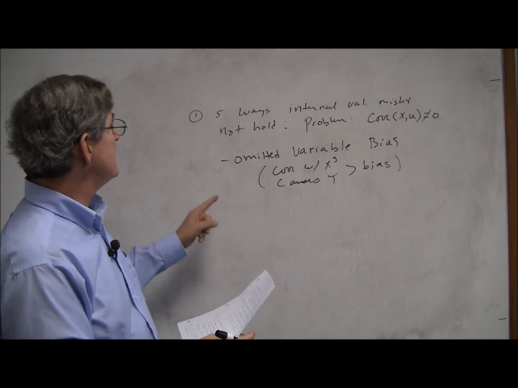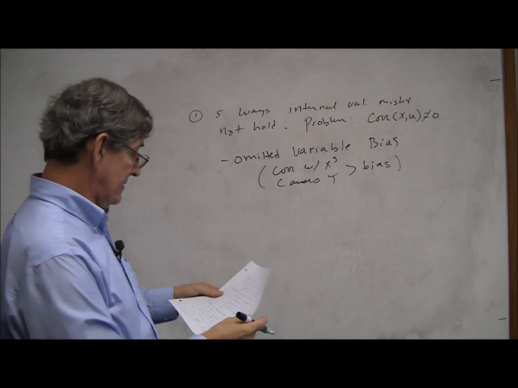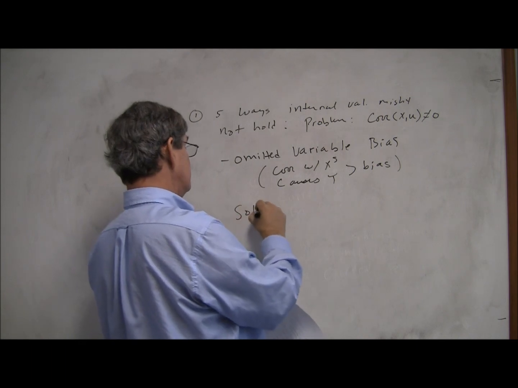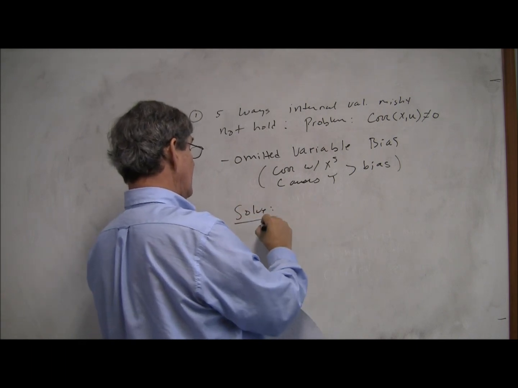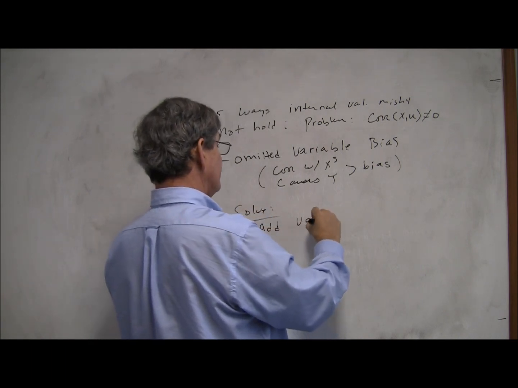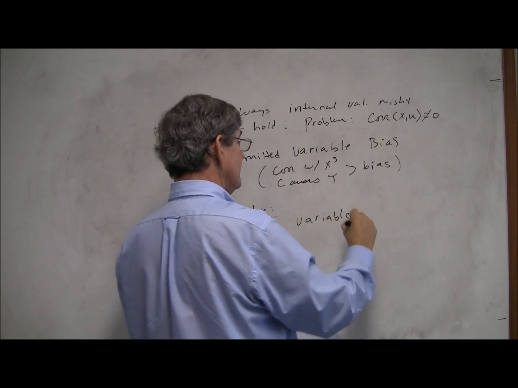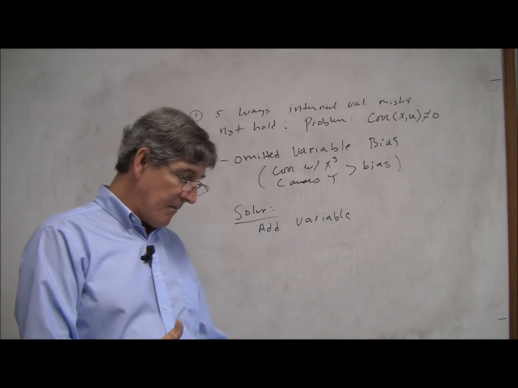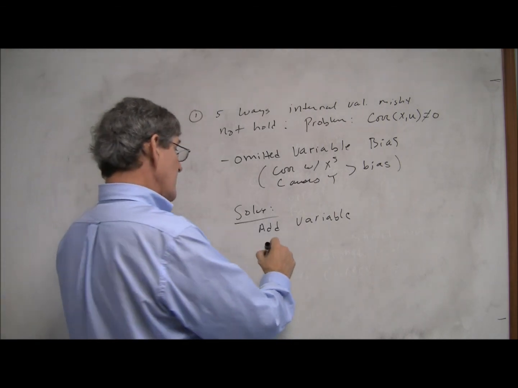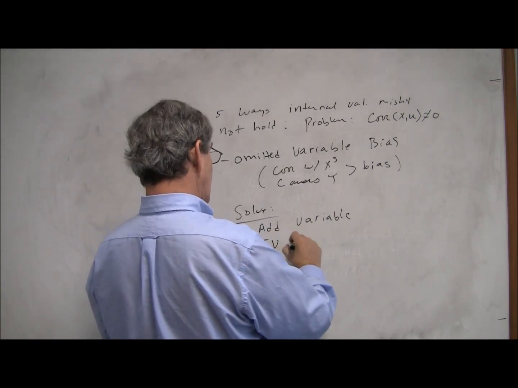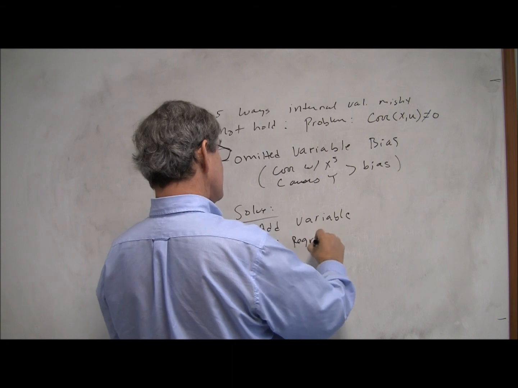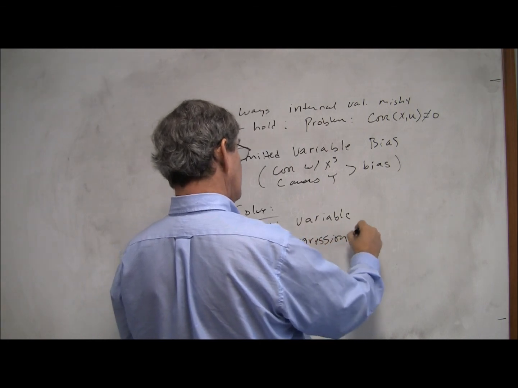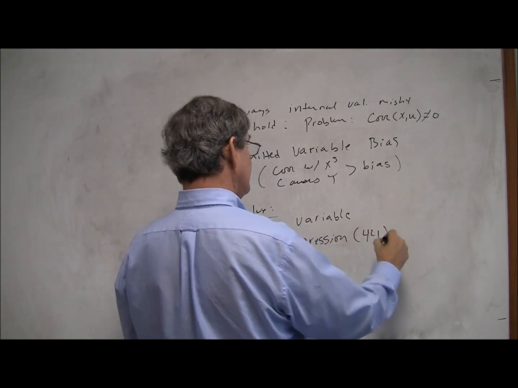The solutions to omitted variable bias, how to solve: add the variable if you have it. That's the best solution. Oh, I've left out income. Let me collect some data on income and put it in my model. There's something called instrumental variable regression that can solve this. You'll do that in 421.